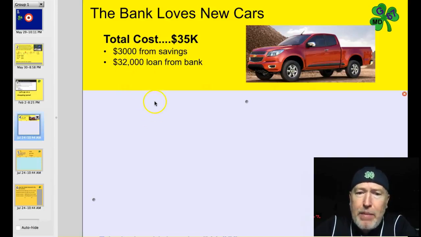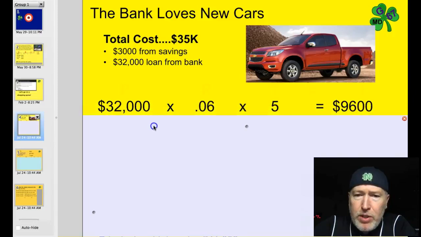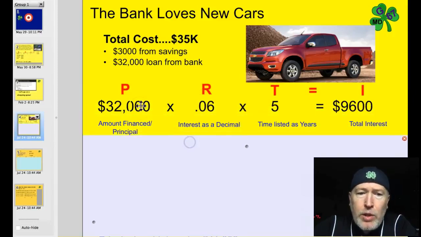So he calls up the bank. The bank tells him 6% interest. So let me just get some things down here so we can take a look at it. He would have to finance or borrow $32,000 from the bank at 6% interest. Well, that's 0.06 times 5 years. He chose 5 years as a fair amount of time because it's a new truck. It'll last a long time. Multiply that together, $9,600 total interest, almost $10,000 in interest.